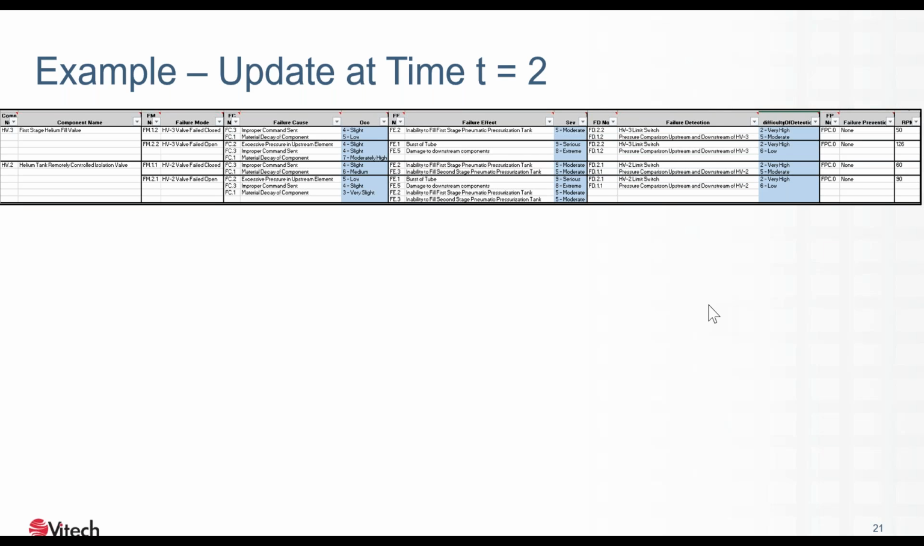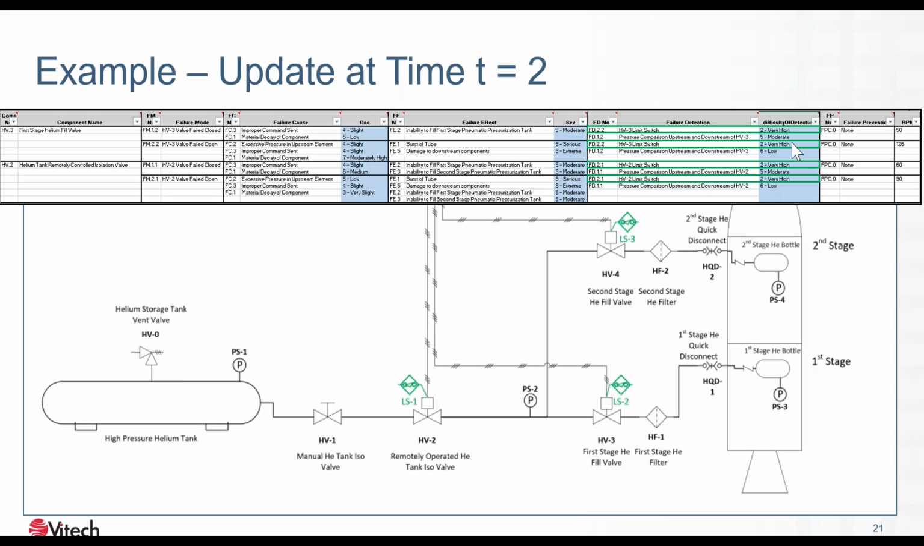Now let's go back again and say that's too high. The 6s and the 5s are still too high on failure detection, and we want to get that down. You have to think about difficulty of detection in terms of 1 meaning it's very easy to detect, and 10 meaning it's very hard to detect. We want to get these scores lower. I want to add limit switches. The limit switches will tell me exactly where the valve is in terms of open, closed, or some intermediate state.